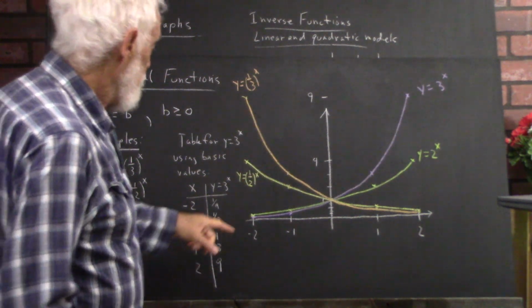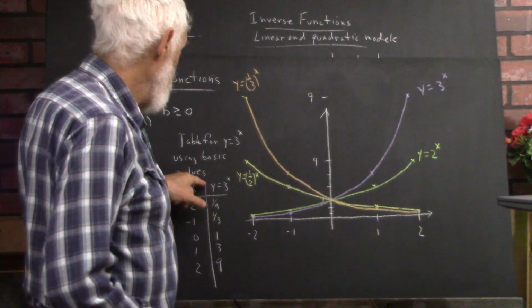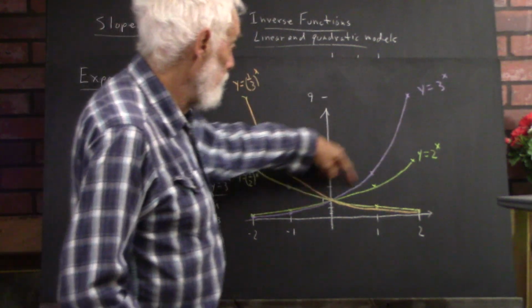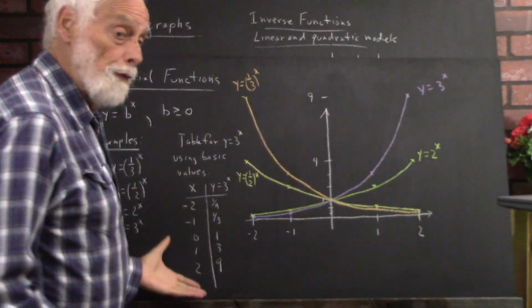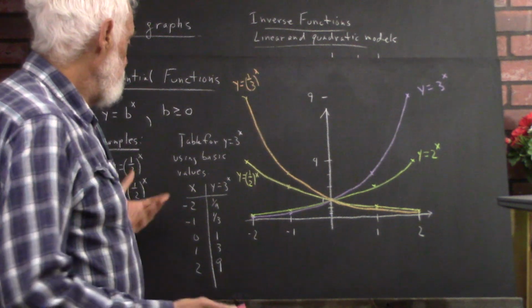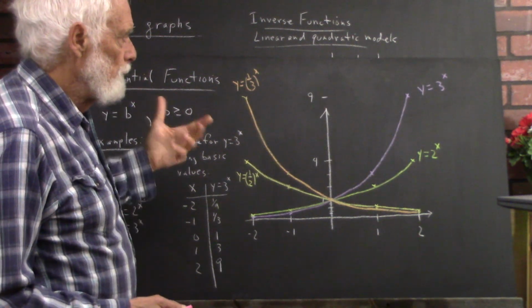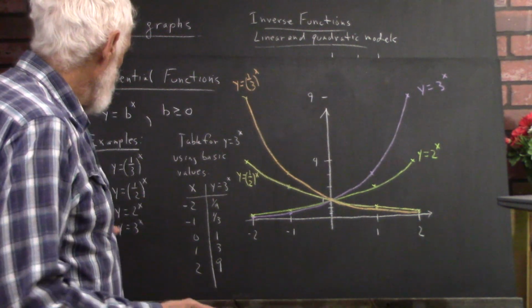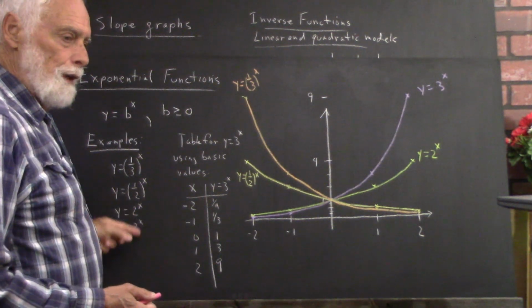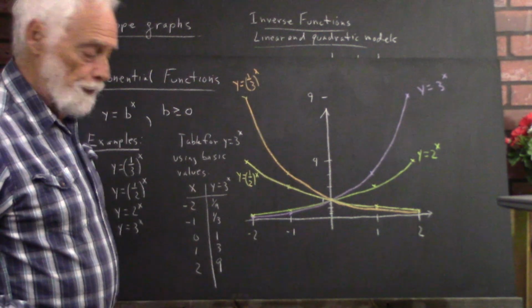Okay, so we can then sketch the graph of y equals 3 to the x. Here it is. I don't have to explain to you how this was done. We just graph the points in the table and sketch a curve for the basic 3 to the x function. So, in terms of 2 to the x, it's easy to understand the 3 to the x function.